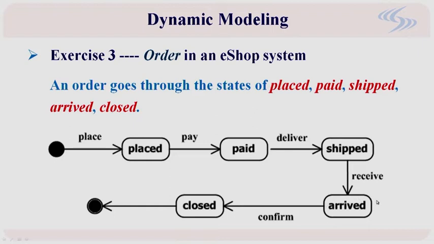Once the product arrives at the destination and the customer has received it, the state of the order will become arrived. And then the customer is supposed to confirm the arrival of the product on the system. Once the customer confirms the arrival, the order state will change to closed, and then it ends. So this is the state diagram for an order in an eShop system.